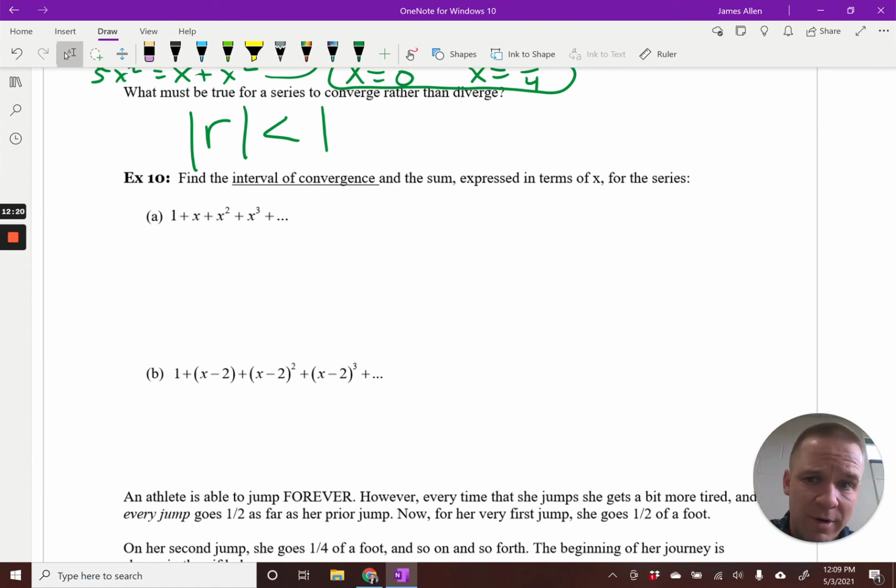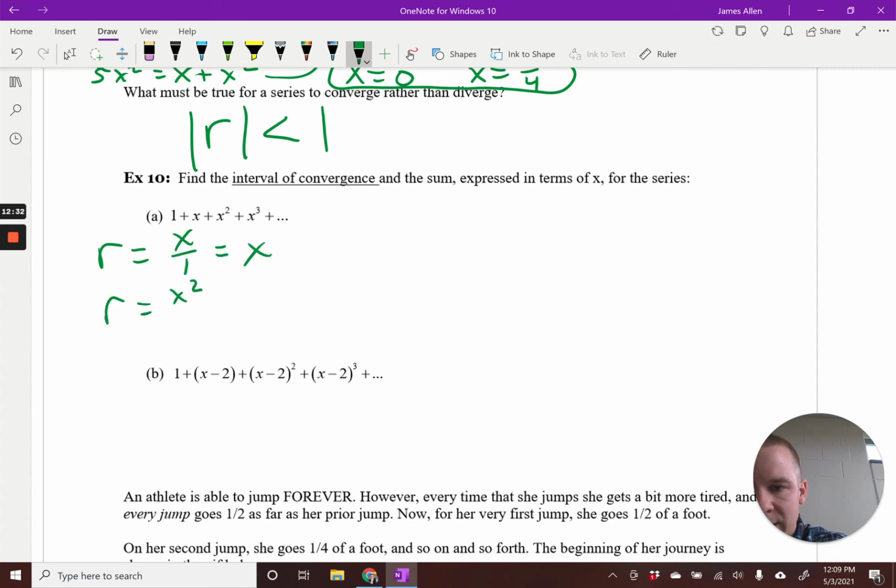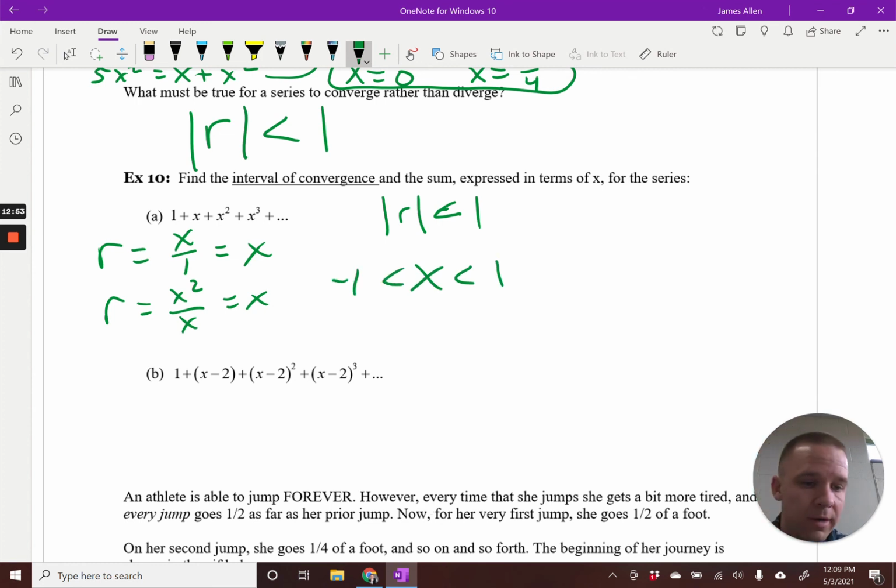But what the heck is my common ratio here? Well, remember how we talked about you could take a term and divide it by the previous one. So let's do that. r equals x divided by 1, so that would be x. And the same would hold true even if I did x squared divided by x, it's still going to be x, right? And we know that we want the absolute value of r to be less than 1. So if I know that r is x in this case, I'm going to put x between 1 and -1.